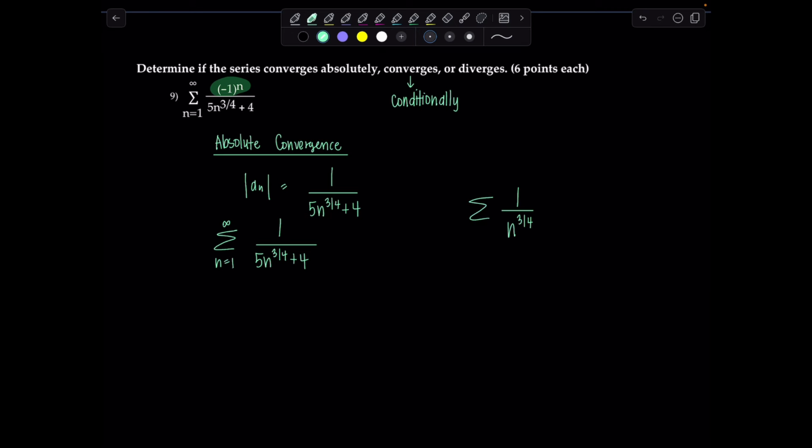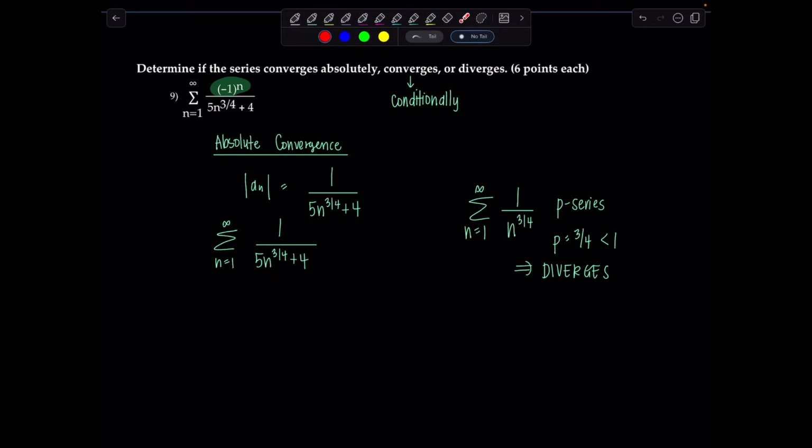Well, what do I know about 1 over n to the 3/4? I know the sum, n equals 1 to infinity, of 1 over n to the 3/4 is a p series. P is 3/4, which is less than 1, which tells me this p series diverges. Make sure you write the sigma. Don't just write this by itself, because without the sigma, it's just a sequence. So here this is giving me p series vibes. P is 3/4. The 5 and the 4 aren't going to do a whole lot.